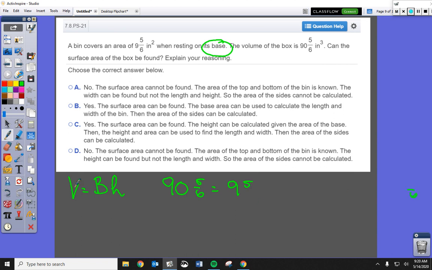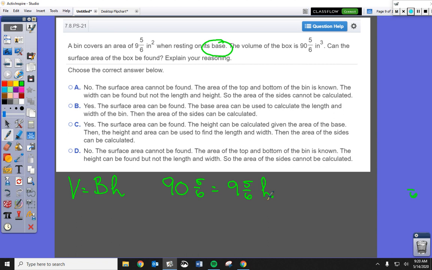Whoa, my pen went crazy over there. And times the height. Can the surface area of the box be found? Well, here's the thing. I could find the height of the box. A bin covers an area of 9 and 5/6 square inches resting on its base, so I could definitely find the height.